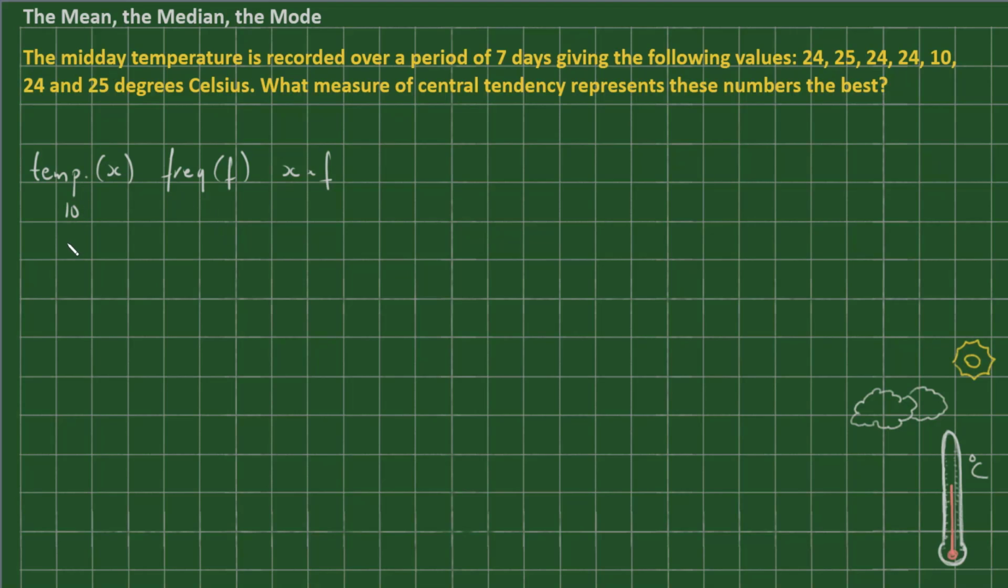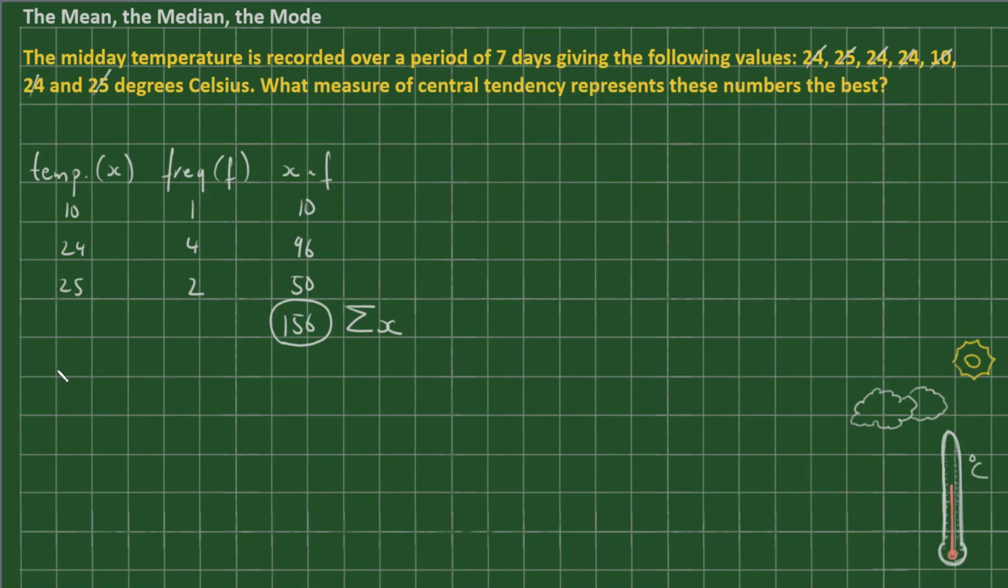I have 10, I have 24, and I have 25. 10 occurs once, 24 occurs four times, and 25 occurs twice. 10 times 1 is 10, 24 times 4 is 96, 25 times 2 is 50. That gives me a grand total of 156. This 156 represents the sum of all x values.